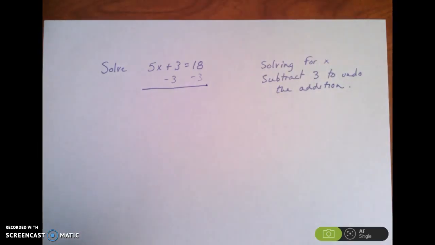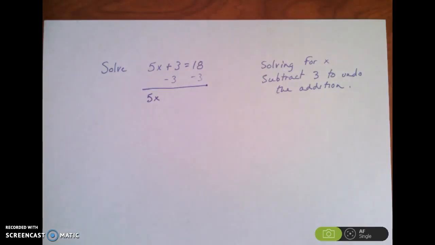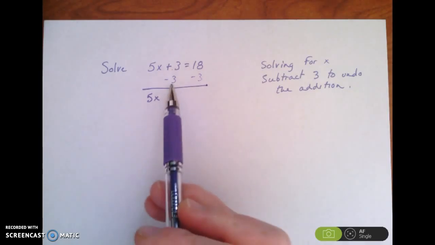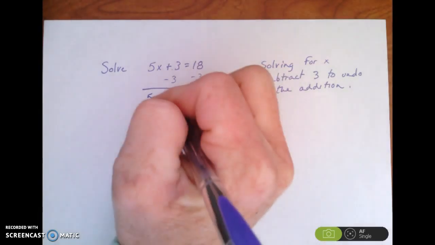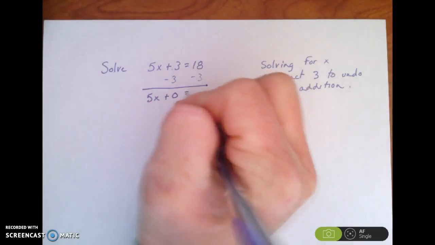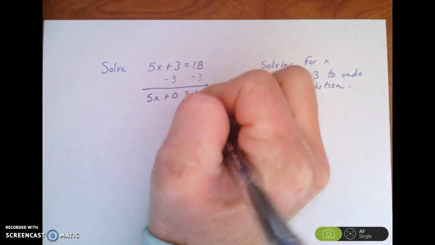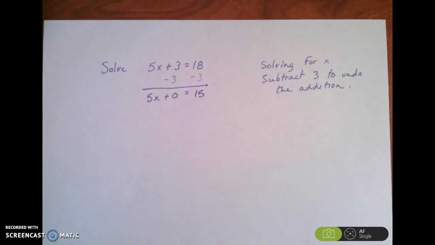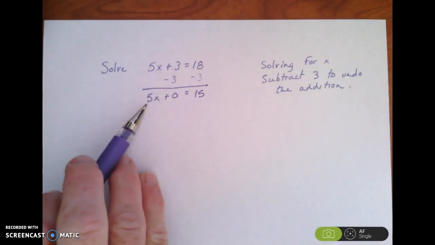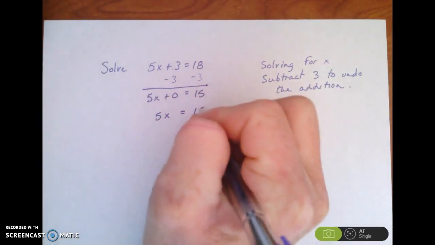So when I subtract 3, I'm going to bring down the 5x because I haven't applied anything to that. And then we look here and we have a positive 3 minus 3. That equals 0. Bring down our equal sign, and then 18 minus 3 is 15. We know that when we add 0 to anything, we just get what we're adding 0 to, which means we have 5x equals 15.